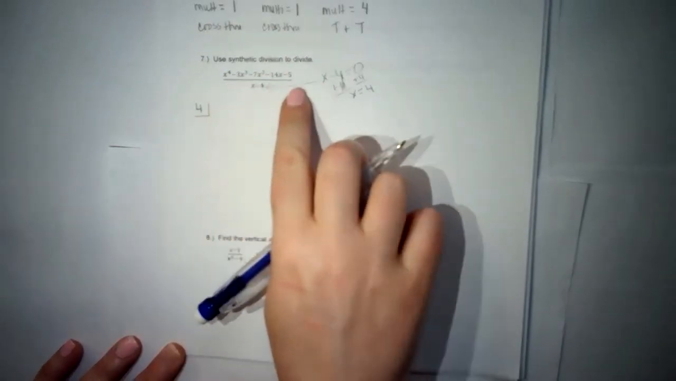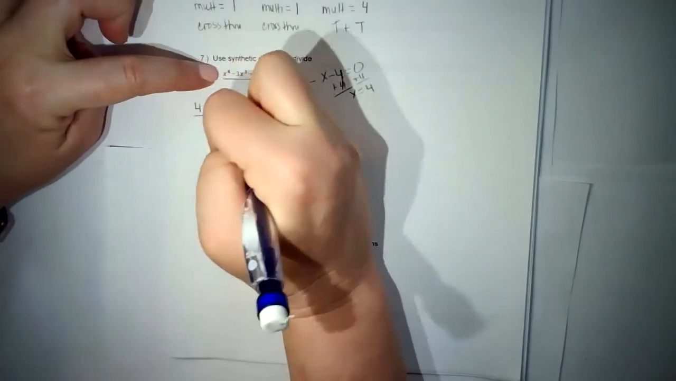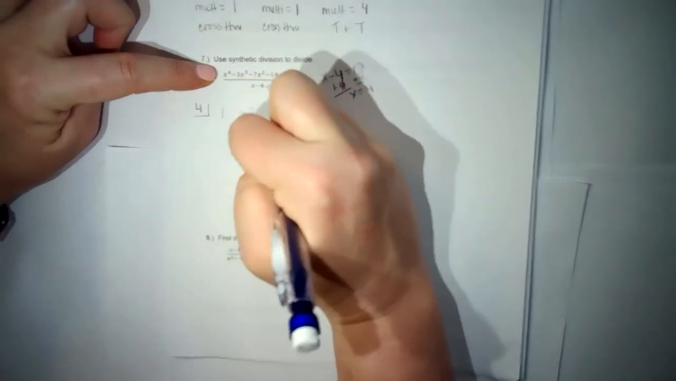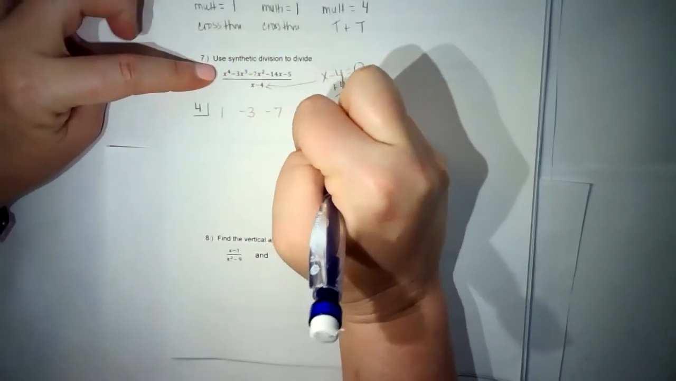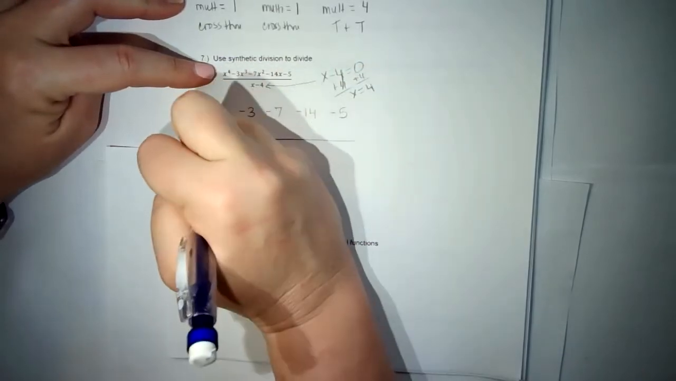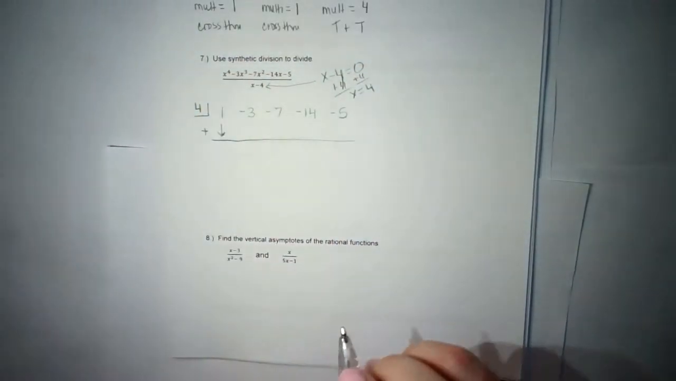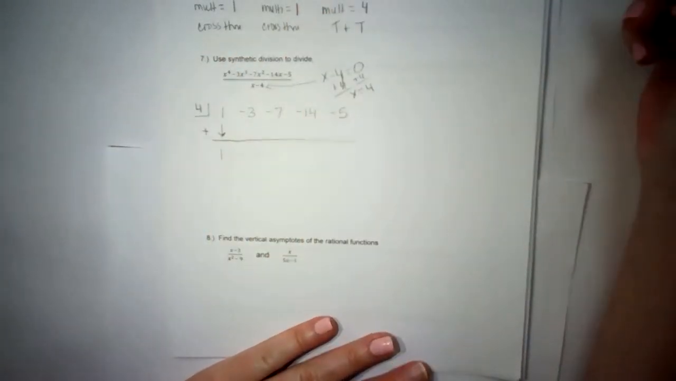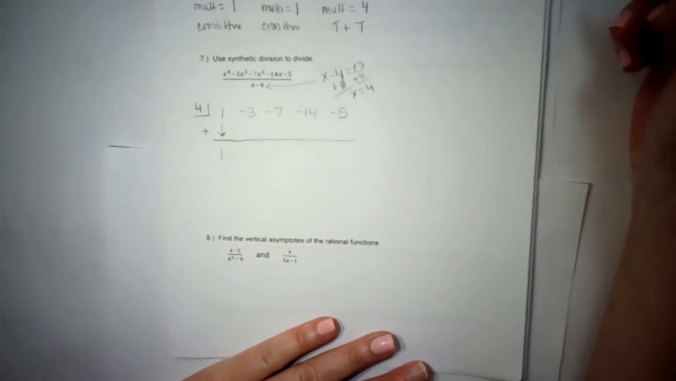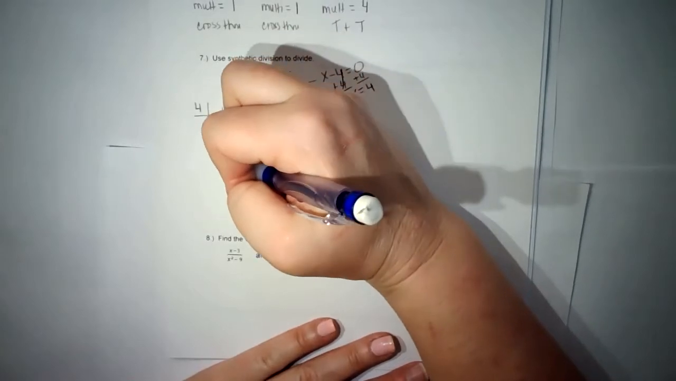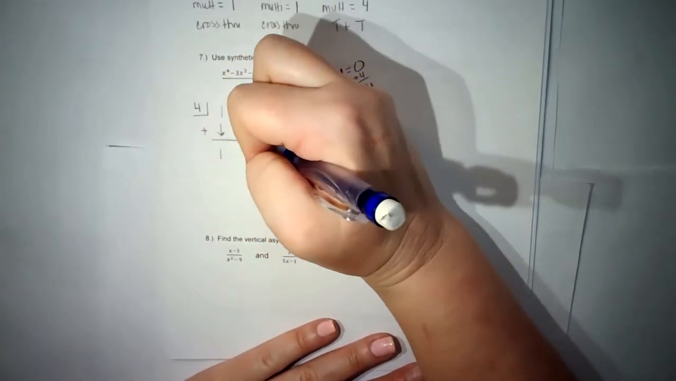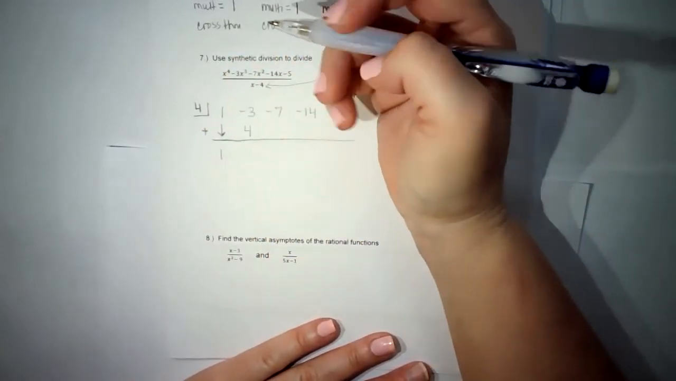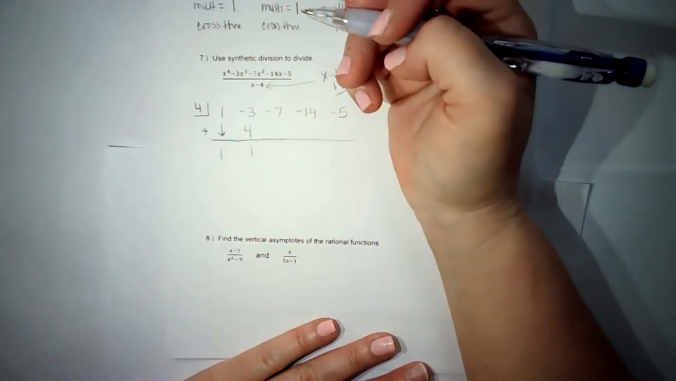Now we just want our coefficients in order. So we have a 1, a -3, a -7, a -14, and a -5. They sound super ugly, right? We leave a blank. We're going to add, and we bring down the first one. Everybody good on that? All right, here we go. We're going to do 4 times 1. Where does the 4 go? Right up here under the -3, right? We add, we get another 1.